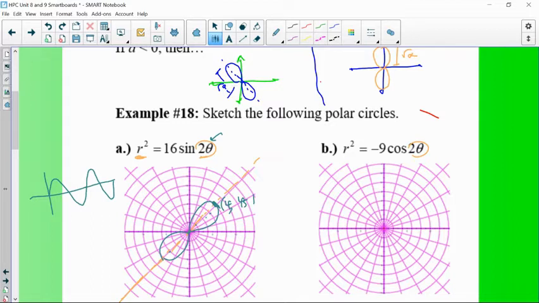Okay. Now, next one, r squared equals -9 cosine. So it definitely is a lemniscate, right? r squared, and it's cosine. So it's either going to be on the x-axis or the y-axis.